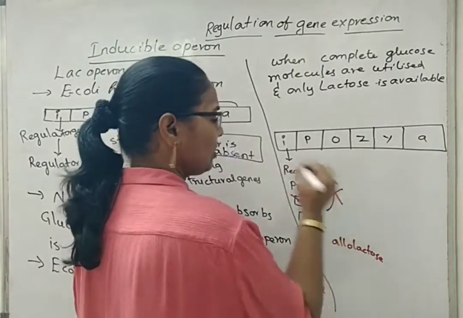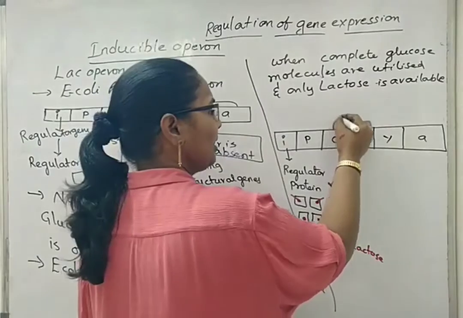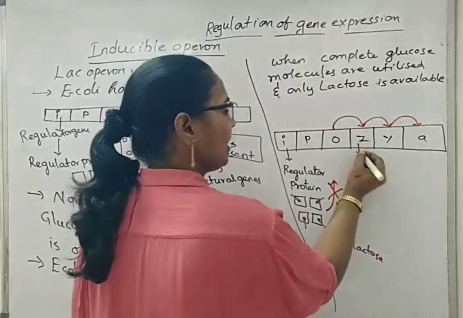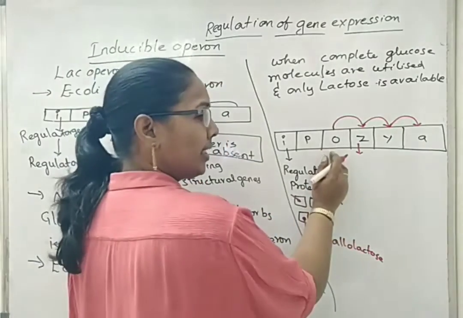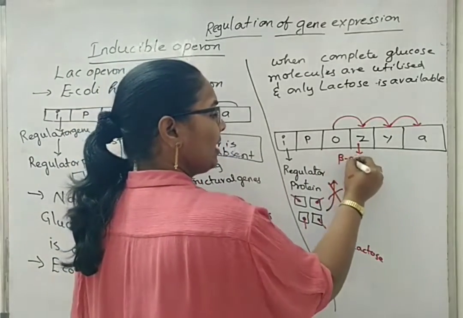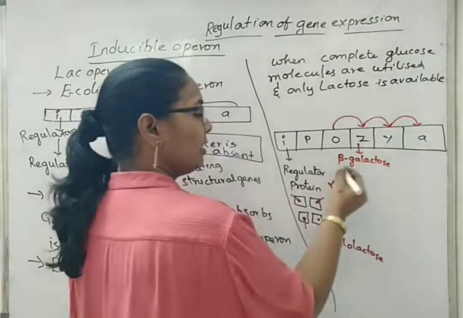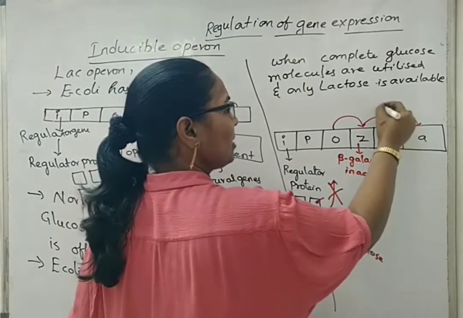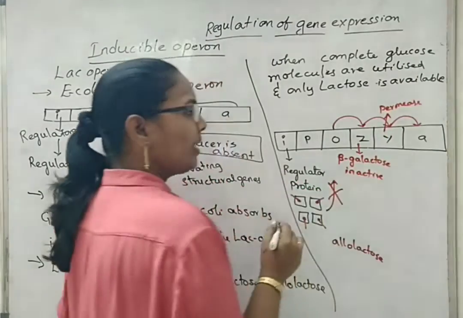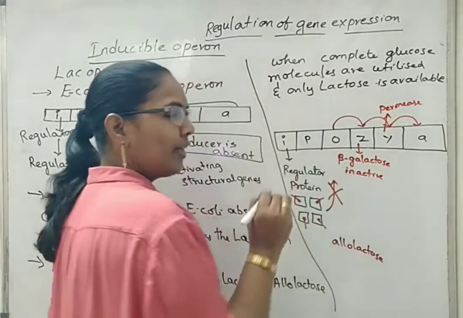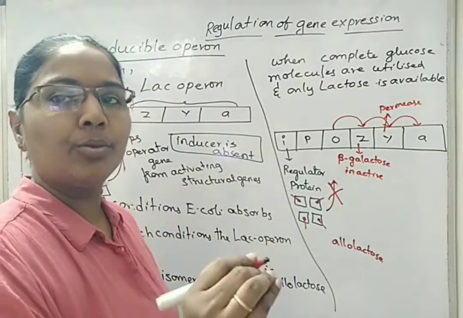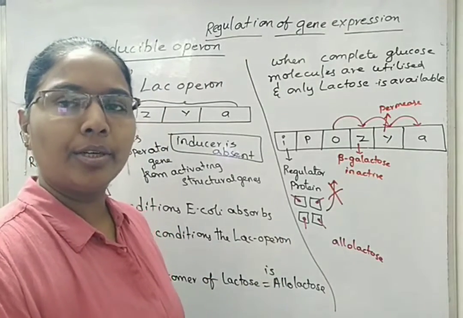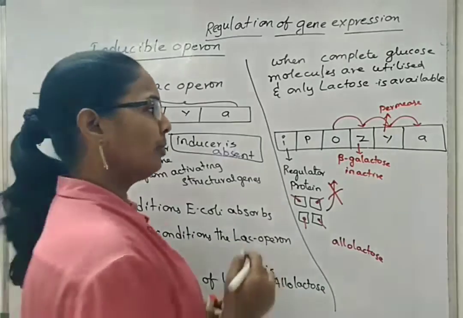So this repression is stopped here, so that the operator gene will activate the next structural genes. Now, when the Z gene is activated by the operator gene, it produces beta-galactosidase, but this is inactive in form. This activates the Y gene, which produces permease. Permease allows the absorption of lactose molecules into the E. coli body. Until the permease is produced, lactose cannot enter into the E. coli body, which is residing in the intestine of human being.